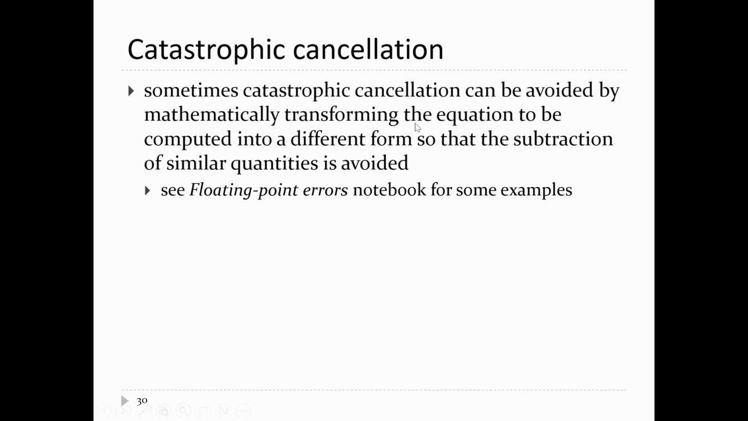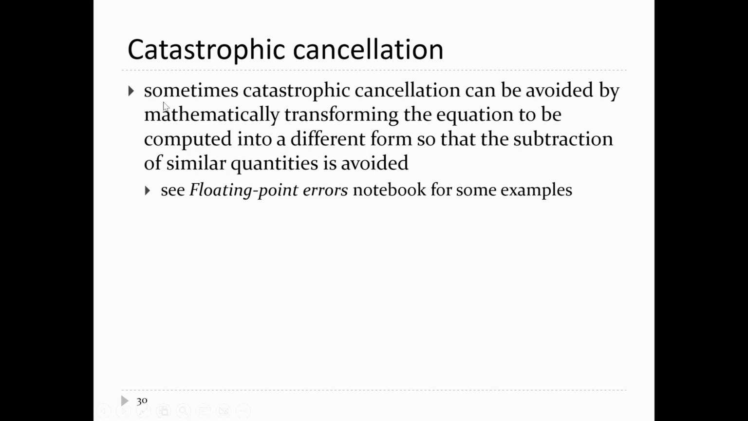Every once in a while, you're doing some calculation, and you can transform the equation so that when you compute the difference, you're no longer subtracting two approximately equal values. In other words, you can transform the equation into some other form, and that removes the catastrophic cancellation.